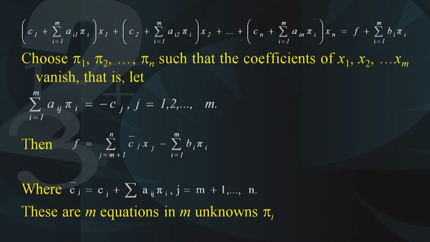That is, each of the expressions summation a_ij pi_j is equal to minus c_j, j equal to 1 up to m, then f is equal to summation j equal to m plus 1 to n c_j bar x_j minus summation b_i pi_i, i goes from 1 up to m, where these coefficients are as before defined as c_j bar equal to c_j plus summation a_ij pi_i, j equal to m plus 1 to n. Now, these are nothing but m equations in the unknowns pi_i's, and that is how you can solve them.